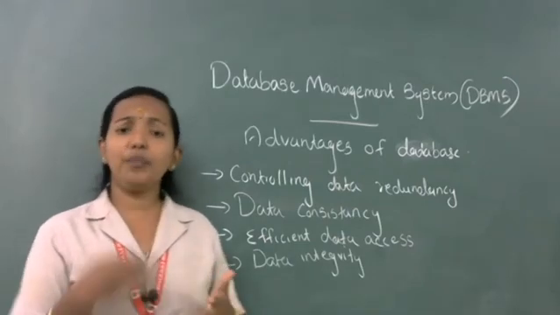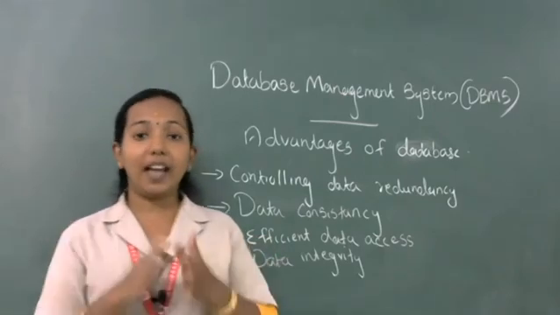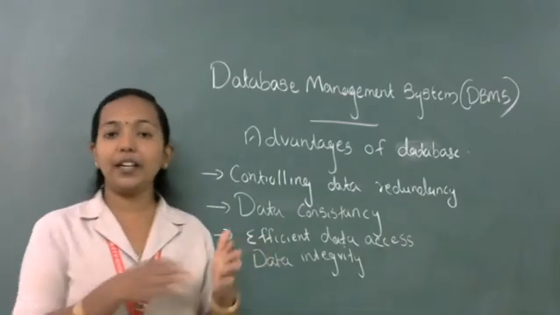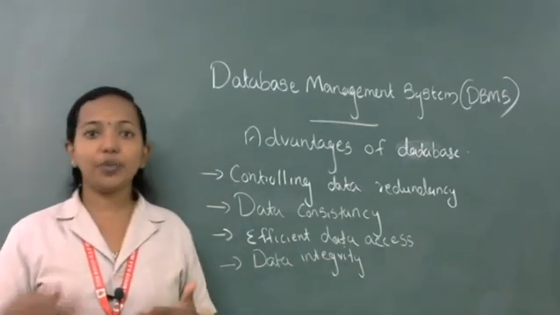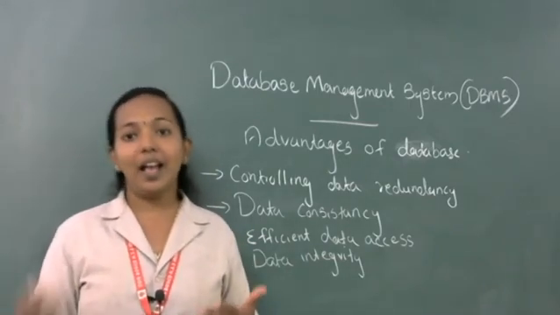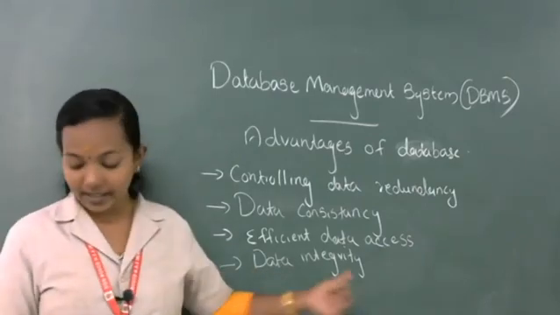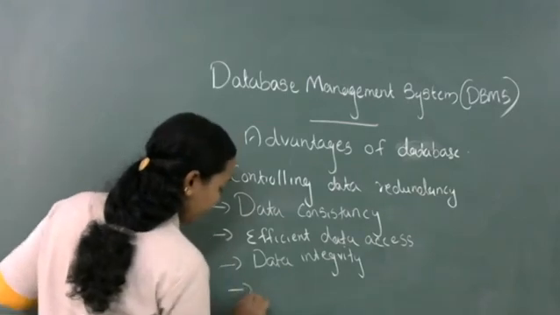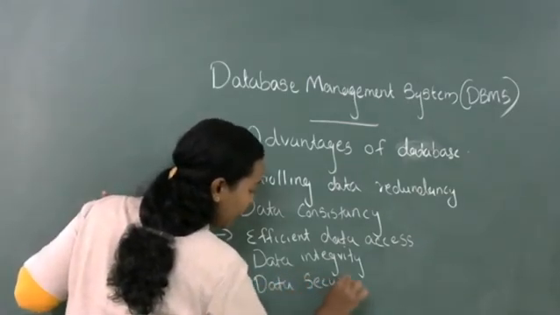By mistake, if you type any number, at that moment they will give a warning message, data type mismatch, or this field is only reserved for characters. That kind of message will come. So we can easily identify our error, and also we can change our error. Okay, so that is known as data integrity. Then after that, data security.